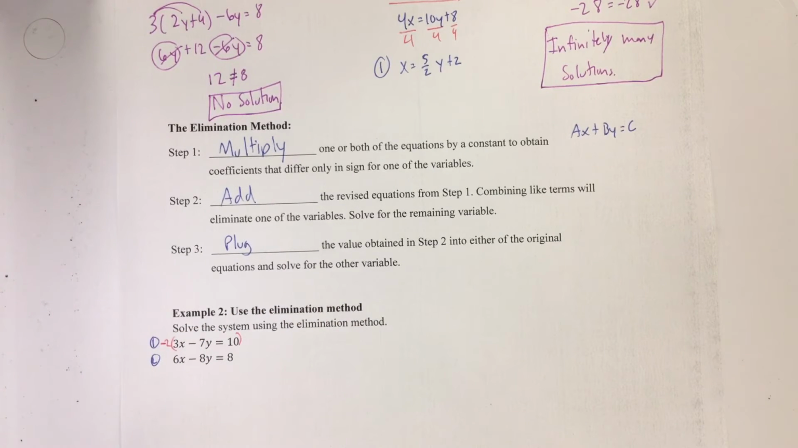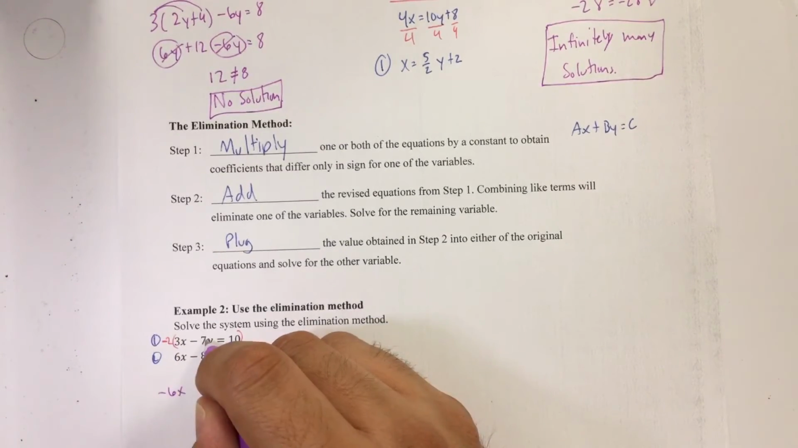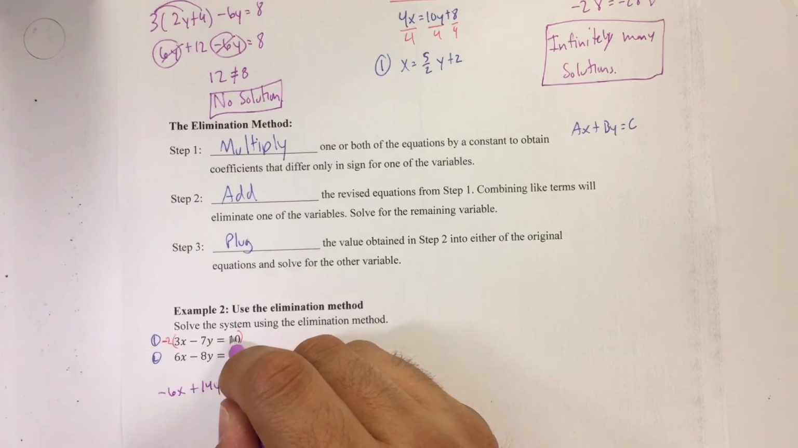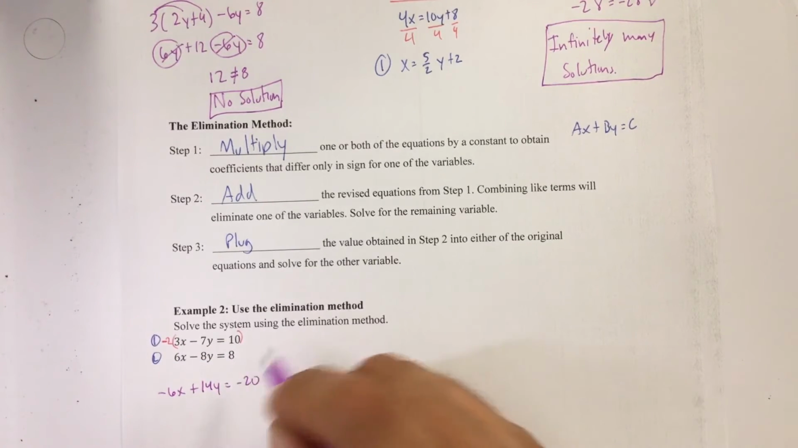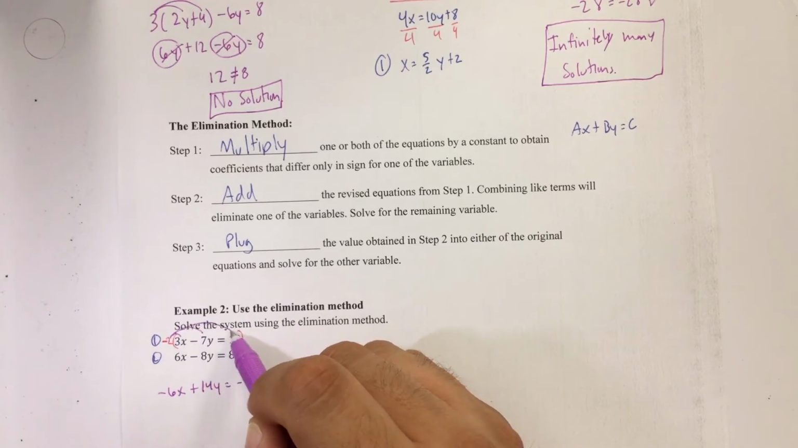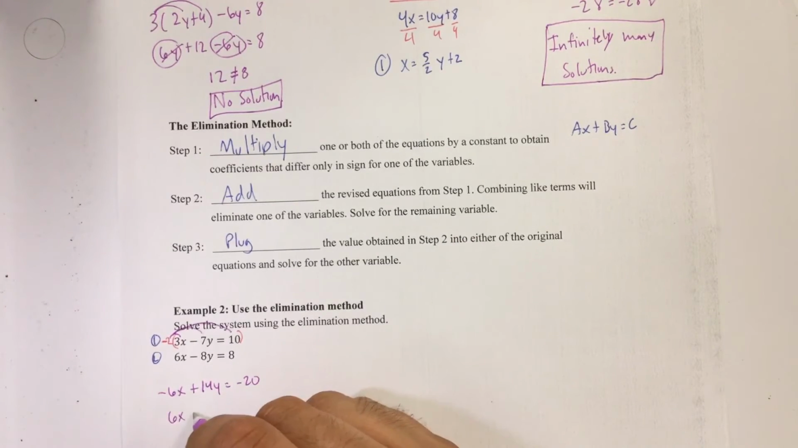So when I distribute this negative 2 across the first equation, I get negative 2 times 3x is negative 6x. Negative 2 times negative 7 is positive 14y. And negative 2 times 10 is negative 20. So notice I multiplied across all parts of the equation, even on the other side of the equal sign. Now I'm going to take equation 2 and write it right underneath it.